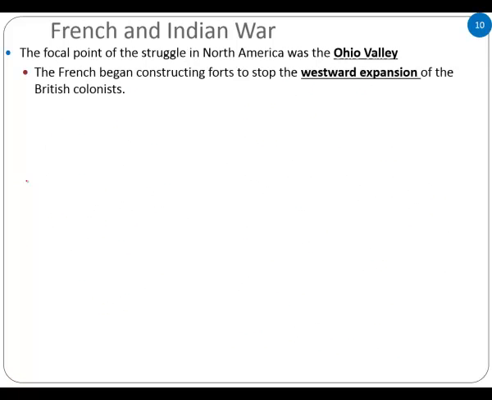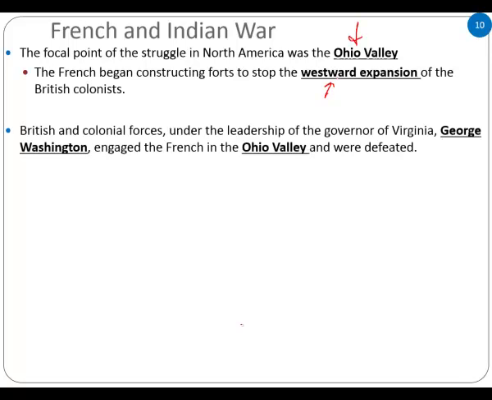French and Indian War. Focal points: the struggle in North America and the Ohio Valley. Very fertile, very rich, very diverse lands, and very much involved with Native Americans. The French began constructing forts to stop the westward expansion. They're going to receive a lot of Native American assistance on this because they also don't want the expansion of the English. It's their land. They don't want the English on it. British and colonial forces under the leadership of Governor of Virginia, George Washington, engaged the French in the Ohio Valley and were defeated. Again, here he is. He is not a general yet, but he's rising in the military ranks.